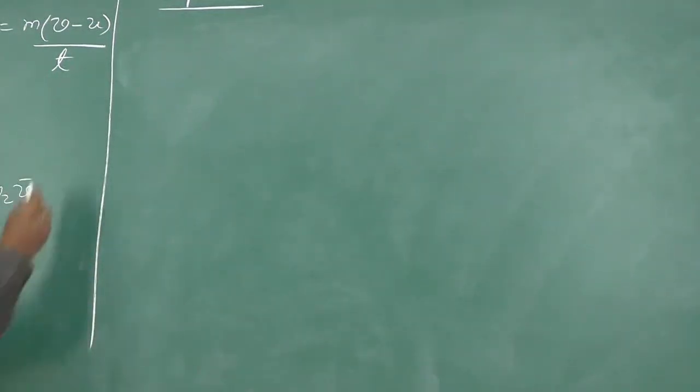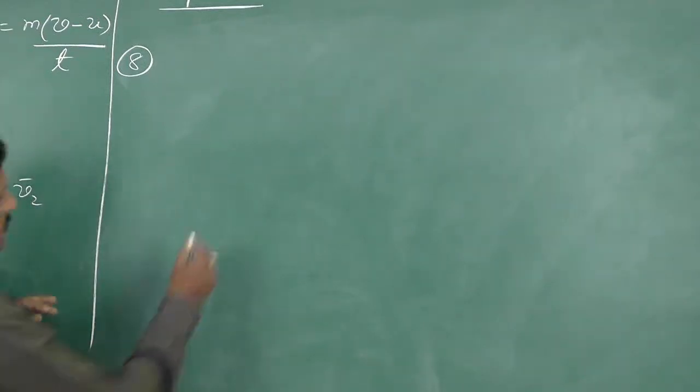Next, eighth problem. A force of 5 Newton produces an acceleration of 8 meter per second square on a mass m1 and an acceleration of 24 meter per second square on a mass m2. What acceleration would the same force provide if both the masses are joined together?